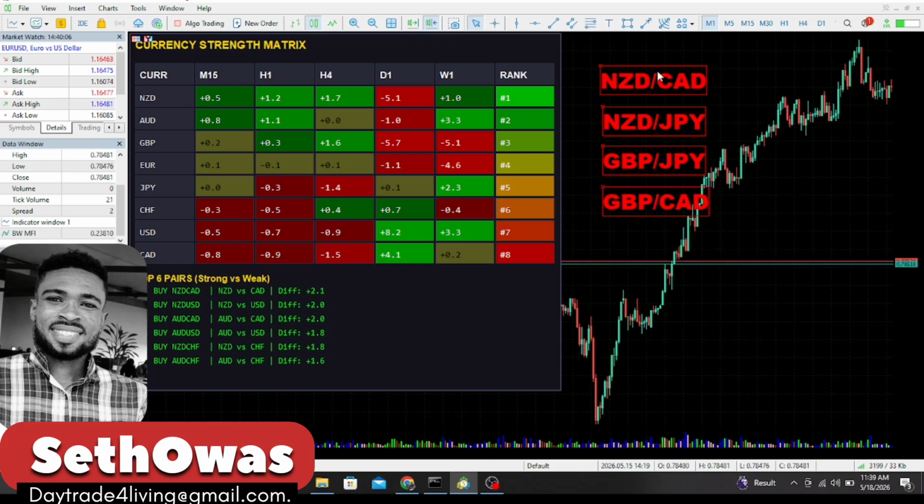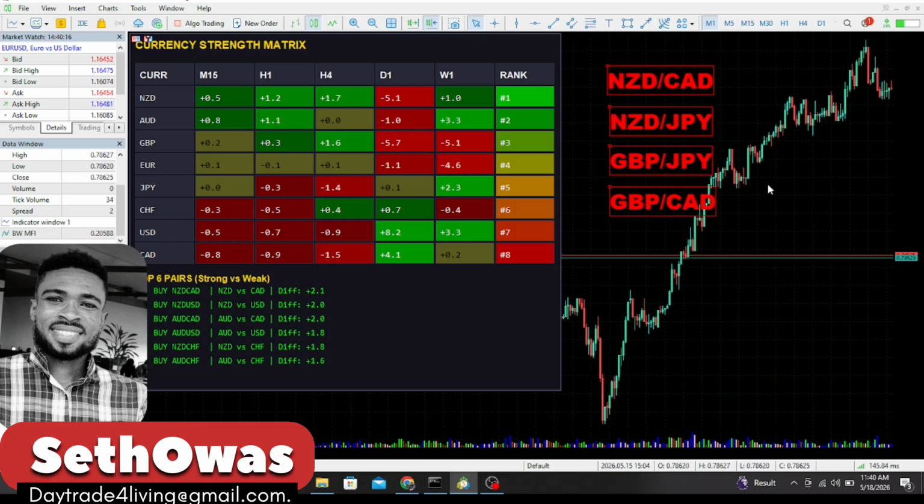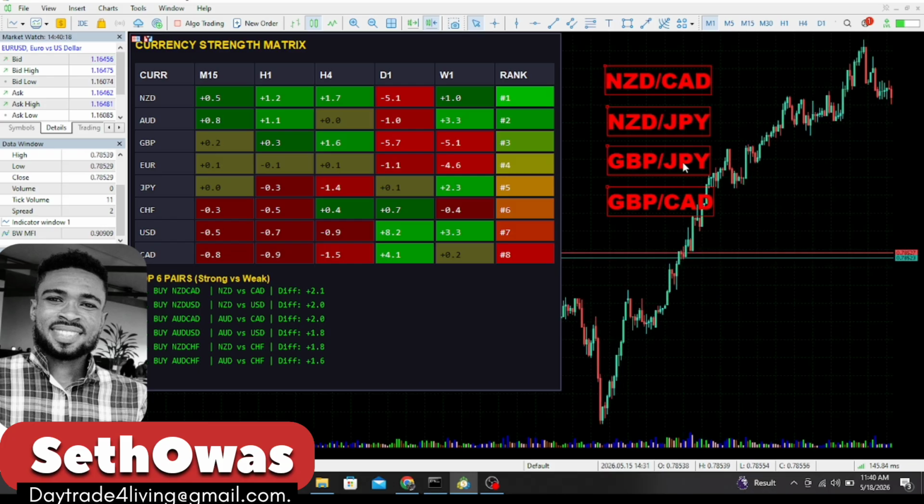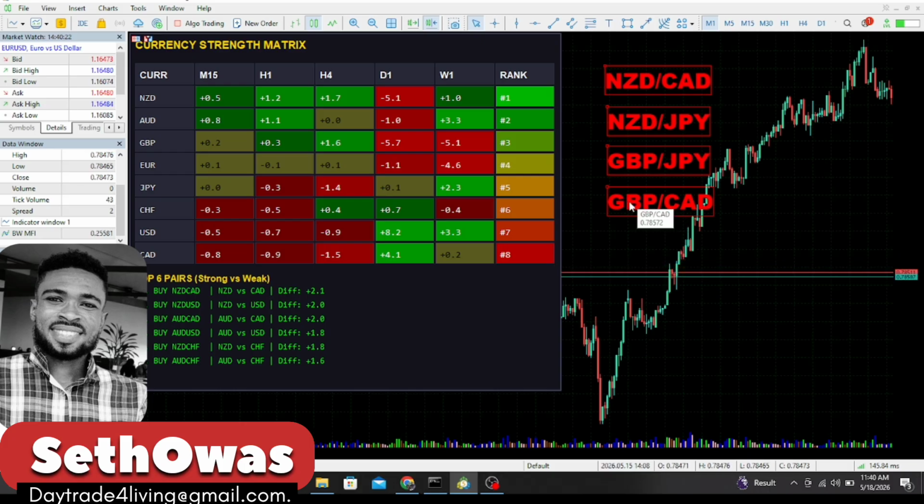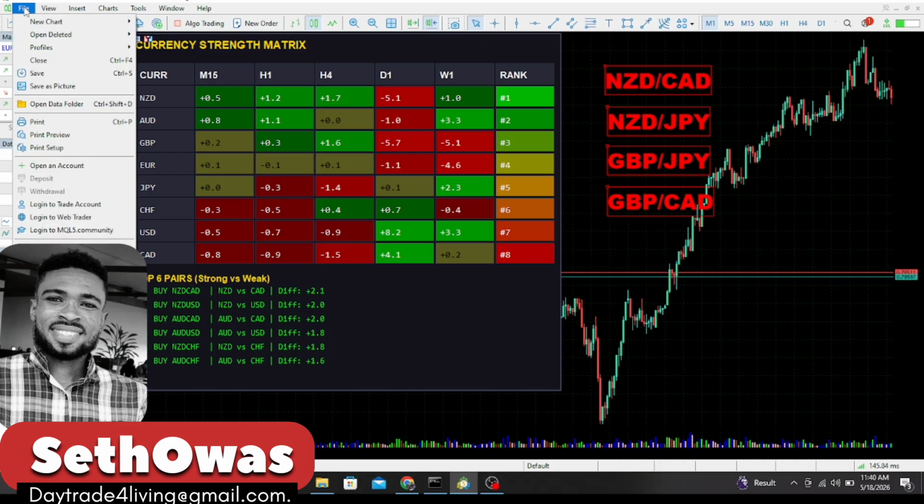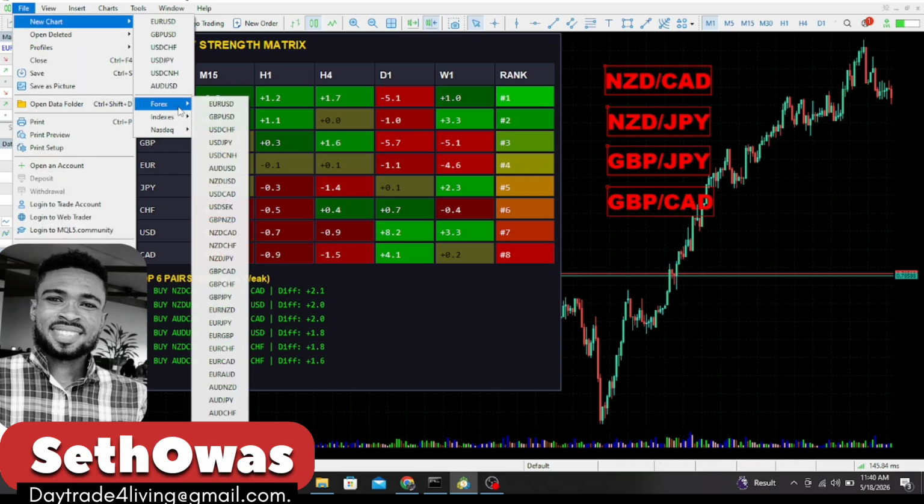So let's open our chart and see if we can get any trade to take now. If we don't get any trade to take, then we will do some scalping today. So first, let me start with the pound CAD. Okay, the pound CAD first. So file, new chart, forex, then go to pound and the CAD. So pound with the CAD.